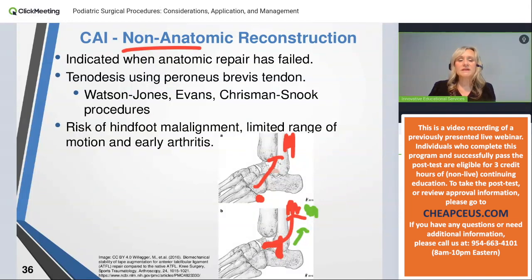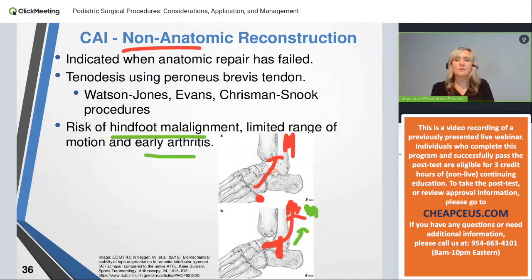And what they tend to see is some hindfoot malalignment that is occurring in those patients and a little bit of a redistribution of forces that could lead to some early arthritis that's occurring in those adjacent joints.